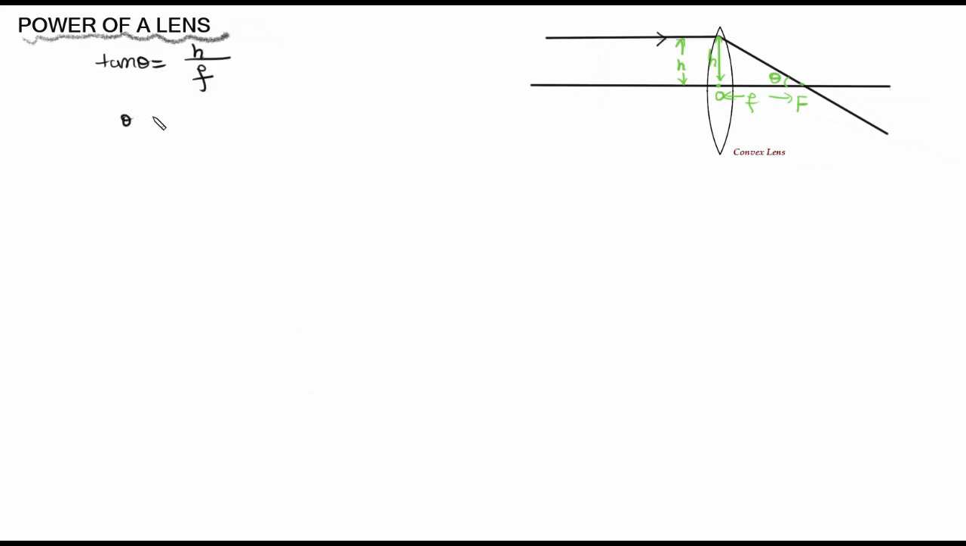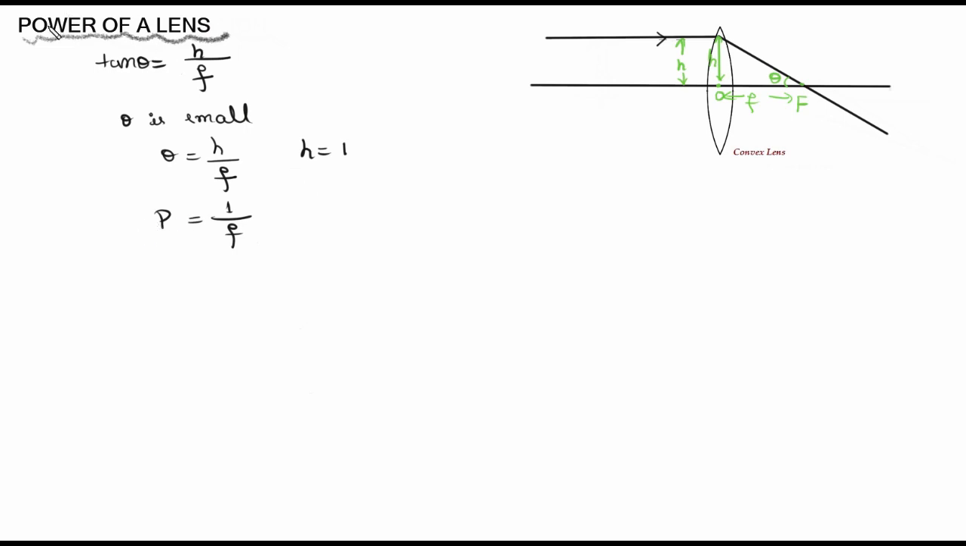And if theta is small, we can write theta is equal to h by f. Here this h, as we know, is 1. It is at a unit distance, as I said. So this will be 1 divided by f, and this theta I'll call P, which is called the power of a lens.